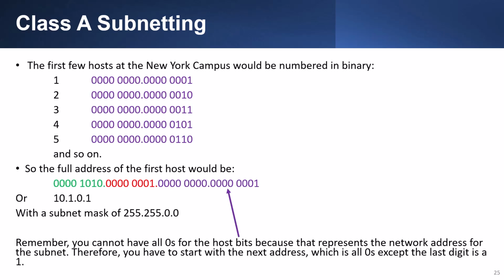The first few hosts at the New York campus will be numbered in binary as shown on the screen. So the full address of the first host is also shown on the screen, which is 10.1.0.1. Remember, you cannot have all zeros for the host bits because that represents the network address for the subnet. Therefore, you have to start with the next address, which is all zeros except for the last digit is a 1.